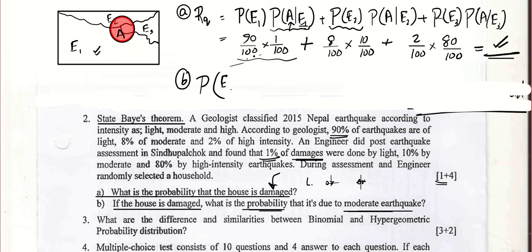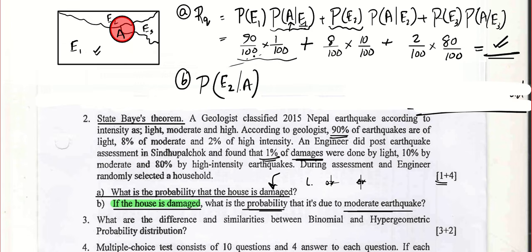And I told you how to identify it. It will be a specific question. Look, what is the probability it is because of a moderate earthquake? So I know very clearly it is probability of E2 given A. See, read that second question properly. We have a given condition: if the house is damaged.